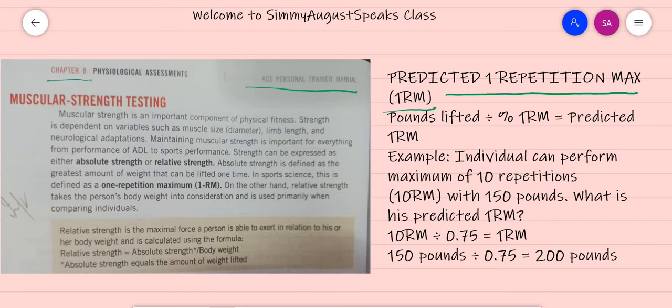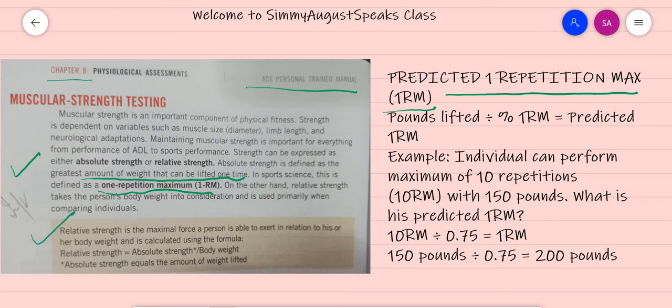Strength can be expressed as either absolute strength or relative strength. Absolute strength is defined as the greatest amount of weight that can be lifted one time. So, that is 1 repetition maximum. Now, my 1 repetition maximum can be different from yours. And how to compare that? For that purpose, we need relative strength.